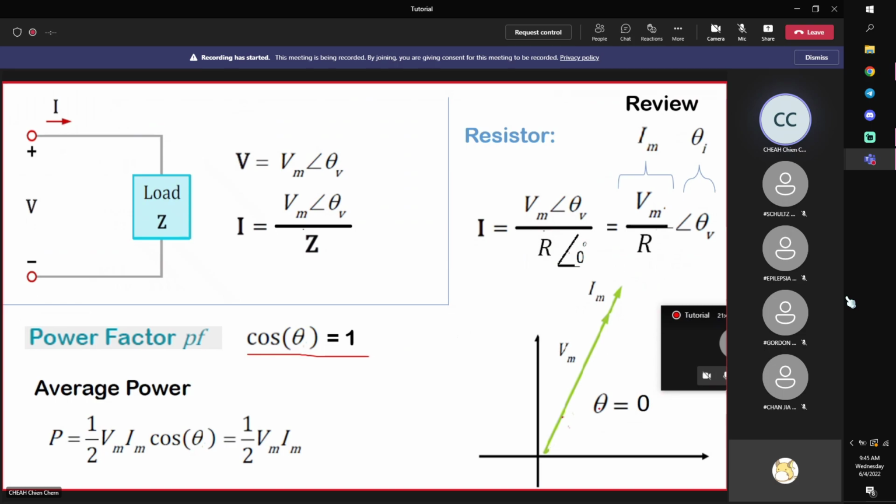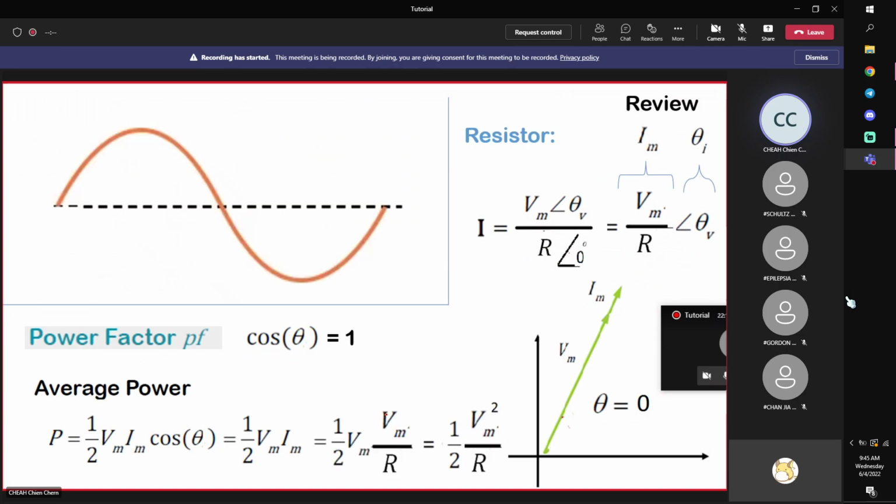Why? Because power factor is the cosine of the phase angle between voltage and current. If theta is equal to 0, no phase difference, cosine 0 is equal to 1, right? So for a resistive load, a pure resistive load, your power factor is equal to 1, and the average power is therefore just half VmIm, right? Half VmIm because cosine theta is equal to 1.